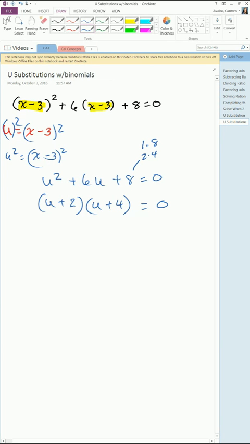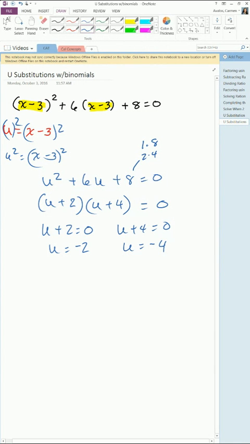I can check it by actually multiplying out if I want to. This gives me 4u, and this gives me 2u, so that gives me 6u. Because two quantities are being multiplied together, I get u plus 2 is equal to 0, and u plus 4 is equal to 0, so u equals negative 2, and u equals negative 4. But that's only solving for u. I have not solved for x yet, which is what the problem is asking me to do.